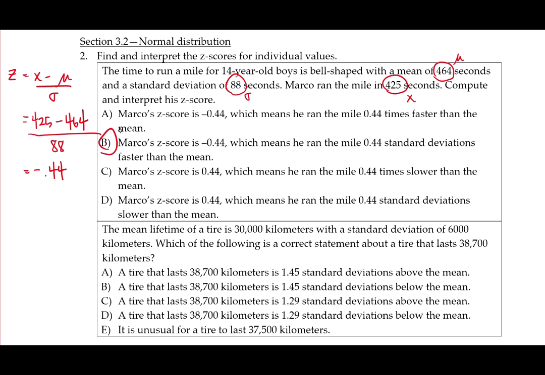Let's look at another example. The mean lifetime of a tire is 30,000 kilometers with a standard deviation of 6,000 kilometers. Which of the following is the correct statement about a tire that lasts 38,700 kilometers?